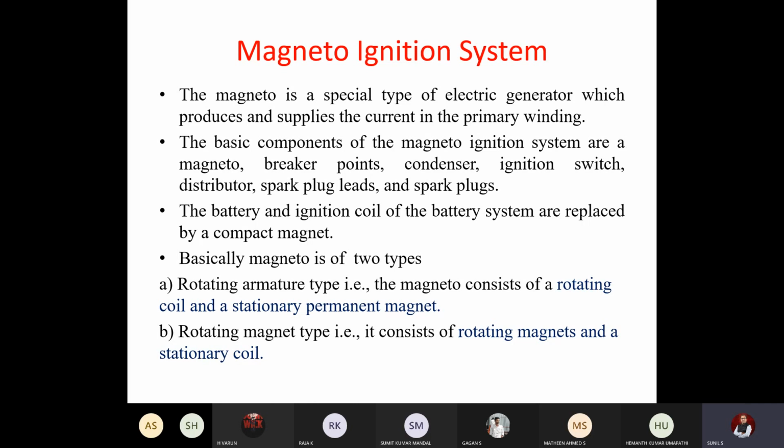In this magneto, there are two types. One is the rotating armature type, and the second is the rotating magnet type. Here the two important components are the armature and the magnet. Any one of them should be rotating to create a sine wave in the voltage. There will be a huge peak and a huge drop of the voltage, so to create that, any one of them should be rotating.